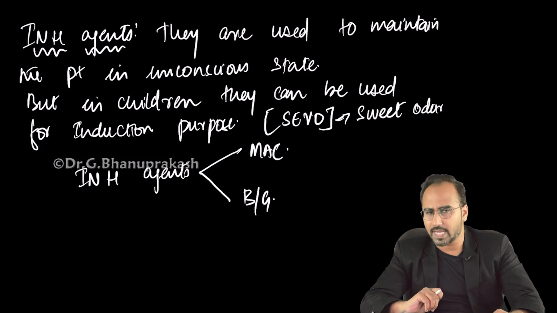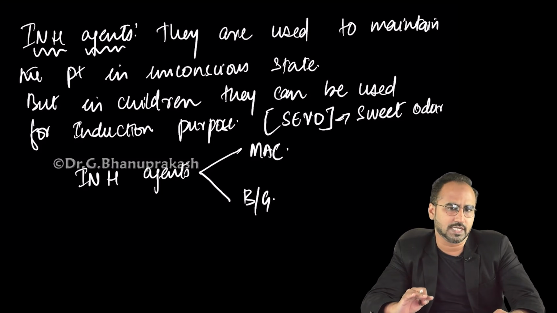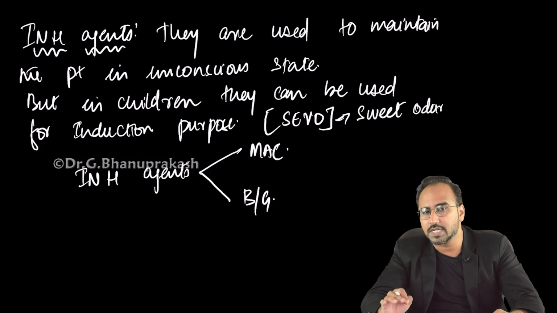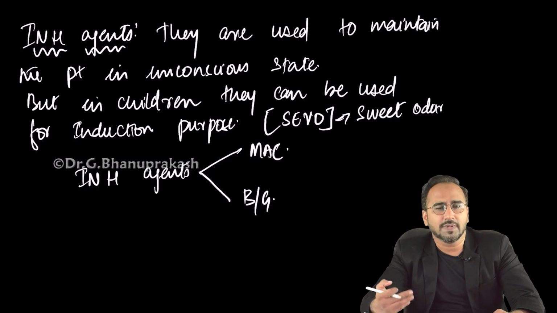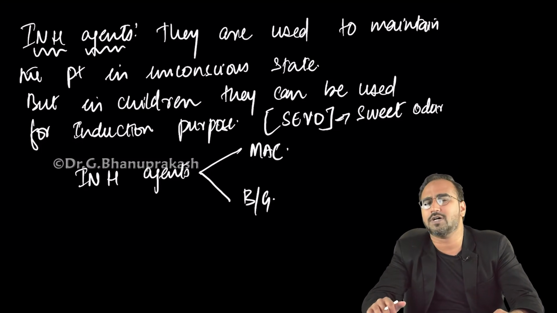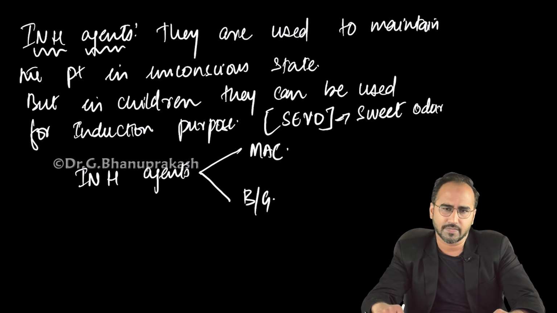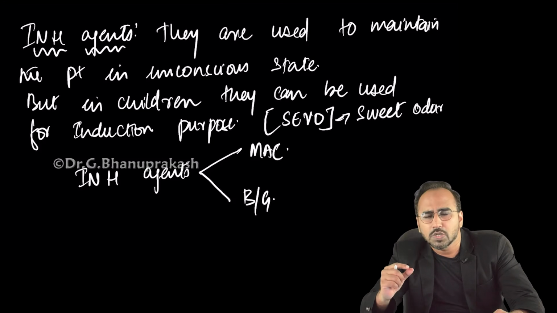What is meant by MAC? MAC is nothing but minimal alveolar concentration. MAC is minimal alveolar concentration of an inhalational agent required to produce no response in at least 50% of the subjects. Then it is called as MAC. Coming from the complex to simple language, MAC is the minimal dose of inhalational agent required to produce no response.